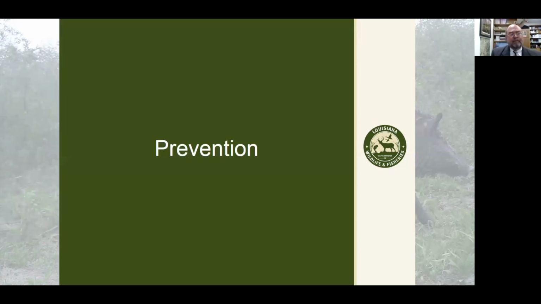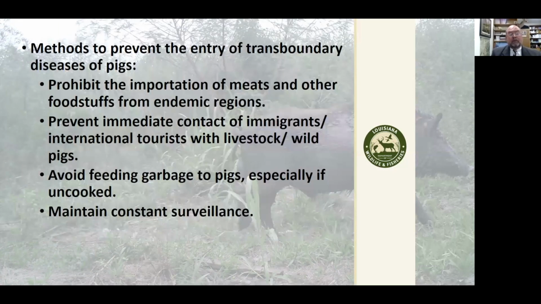Prevention. So methods to prevent the entry of transboundary diseases. We want to try to prohibit the importation of meats and other foodstuffs from endemic regions. We want to make sure it's inspected. Any meat that we bring in from anywhere else, we want to make sure it's inspected. We want to prevent immediate contact of immigrants or international tourists with our livestock and with wild pigs.